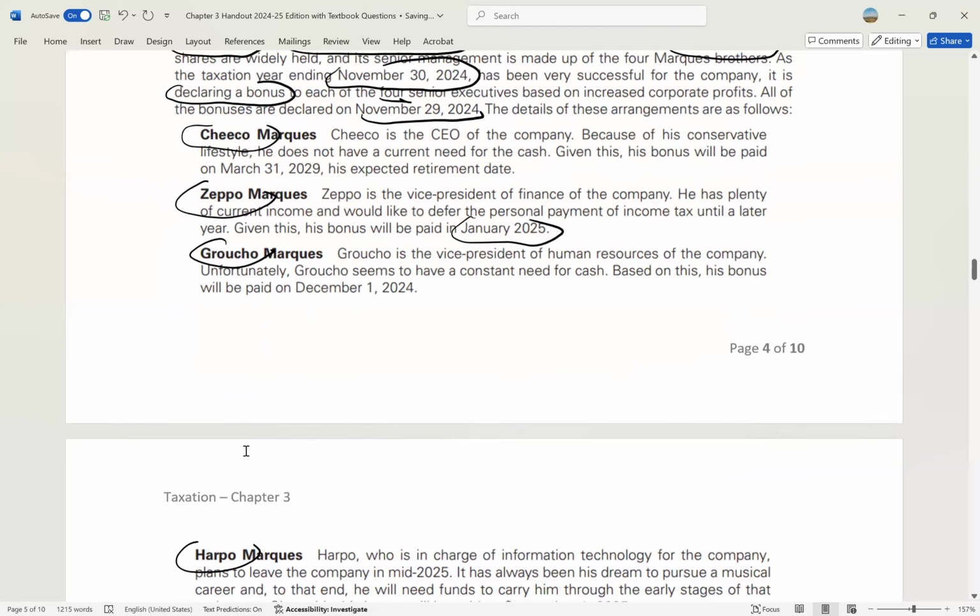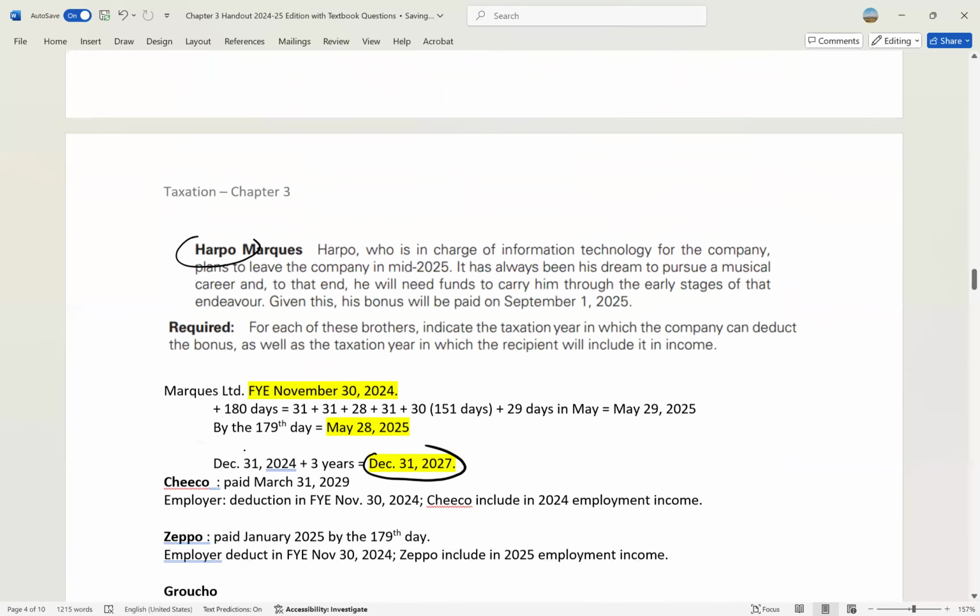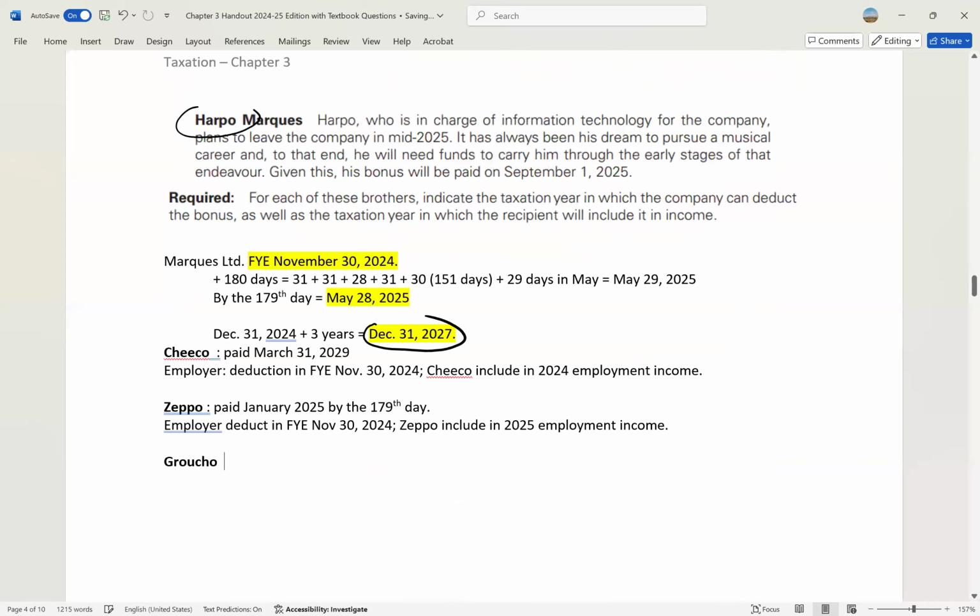Let's go and look at Groucho. Bonus is paid on December the 1st. So it's after the company's fiscal year end, but it's still within the same calendar year. So December 1st, 2024. So this is again also by the 179th day. And so the same rules would apply.